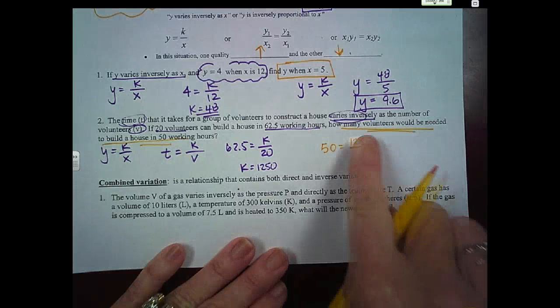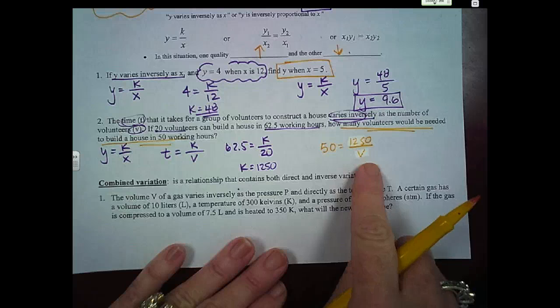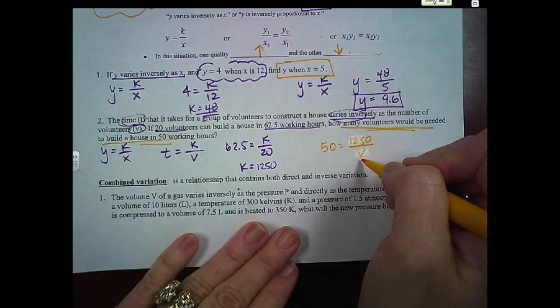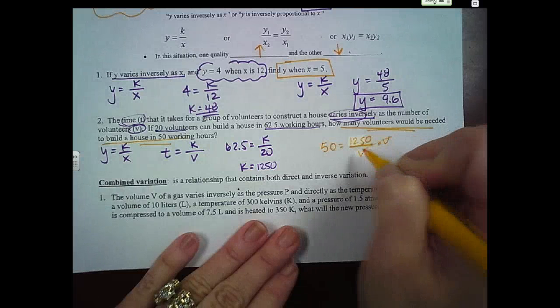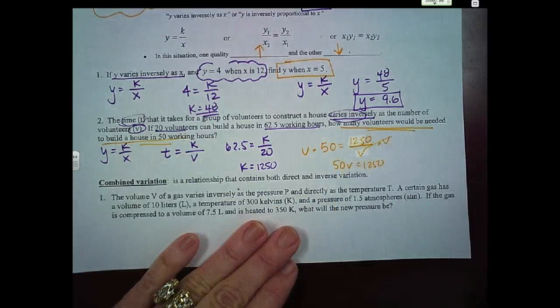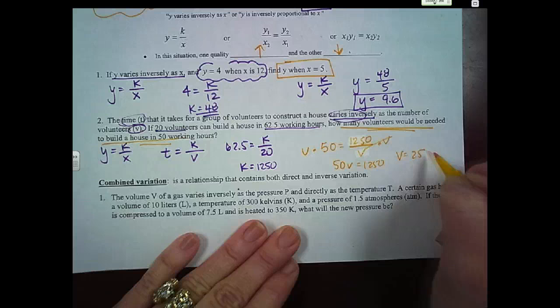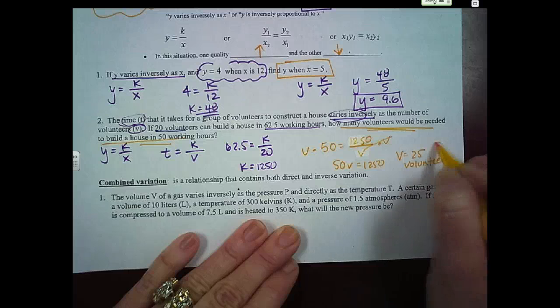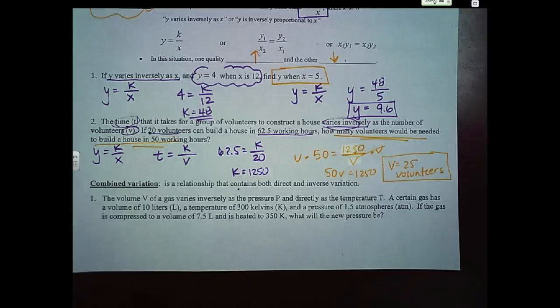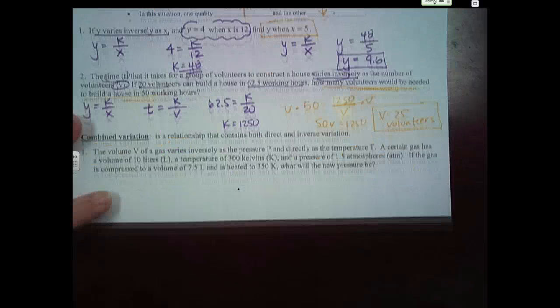Some kids are having trouble solving this. I like to think about flipping them both, but V's in the denominator, so you're going to have to multiply both sides by V to get rid of it. So really I have 50V equals 1250, which means V is 1250 divided by 50. So V is 25 volunteers. Got it? Okay, the next one.